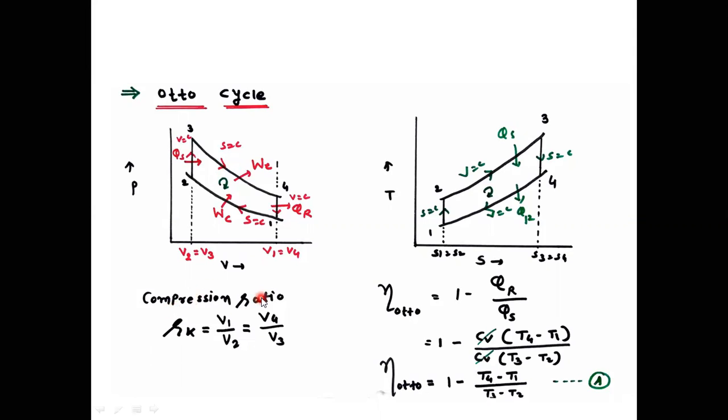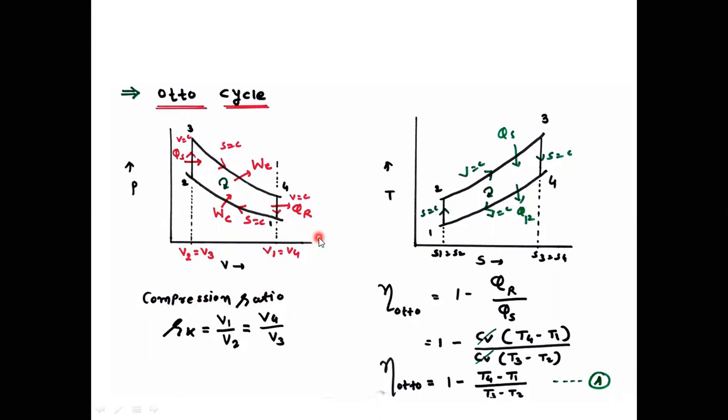Compression ratio. Okay. What is compression ratio? It's a ratio of V1 divided by V2. What is volume V1? It's the volume before the compression process. What is volume V2? It's the volume after the compression process.